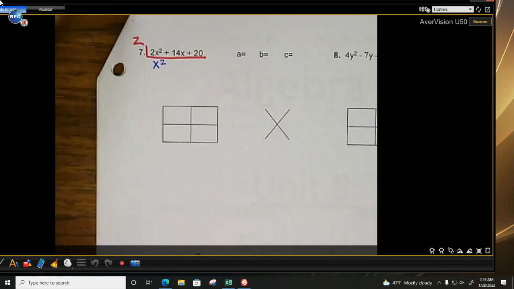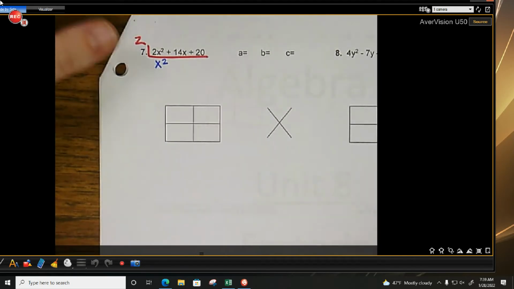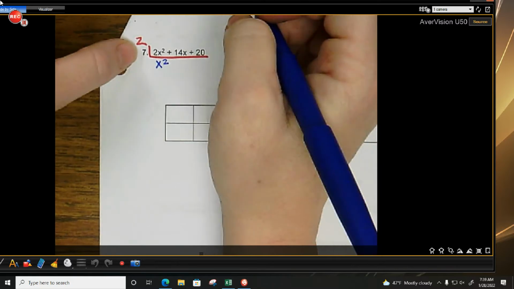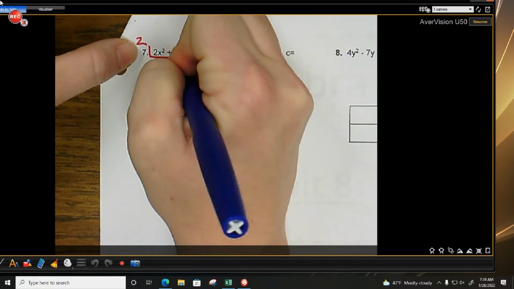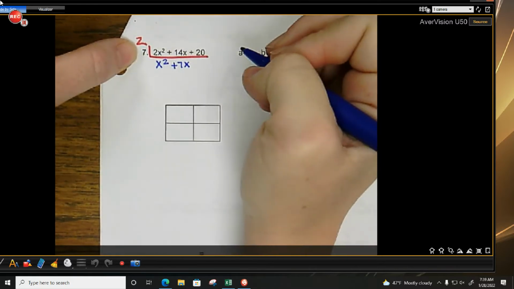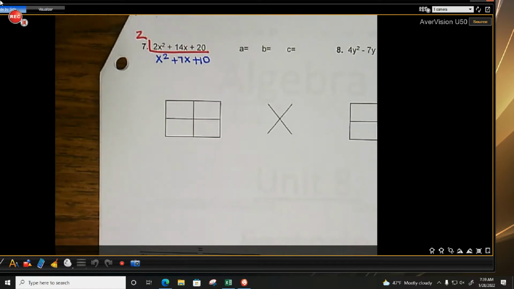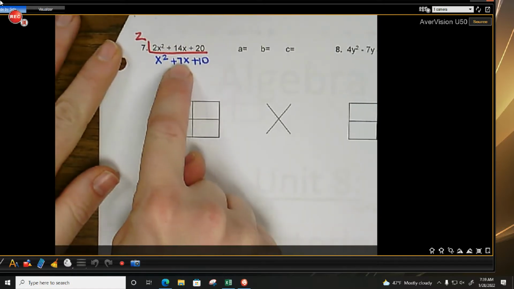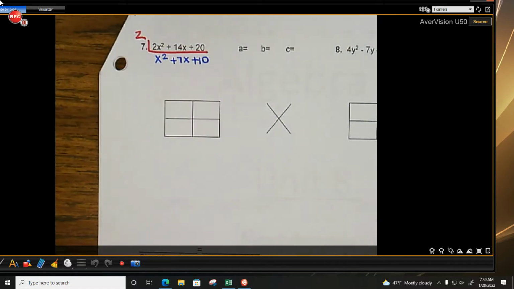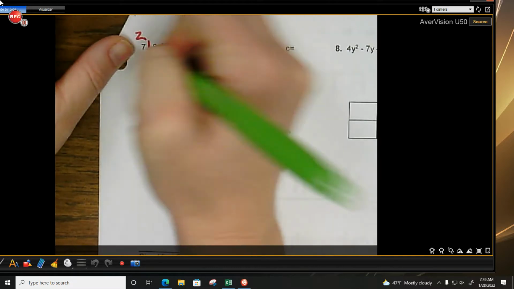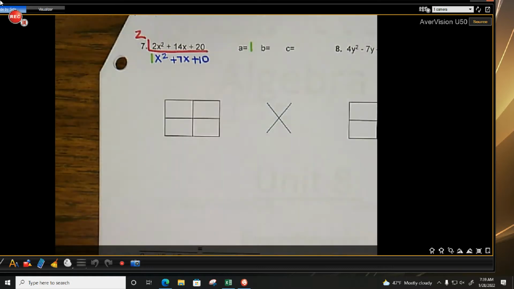So when I take out my GCF of 2, it's going to change all of my terms. So it's x squared plus 7x plus 10. Are we now in the form ax squared plus bx plus c? What's my a? 1. Remember, it's not the x squared, it's the coefficient of x squared.